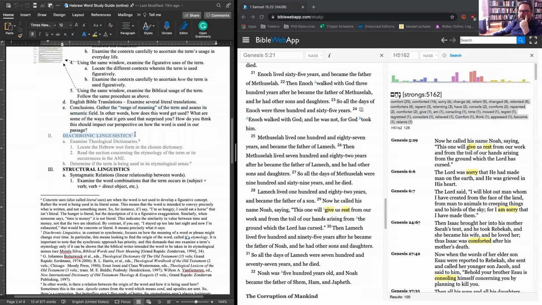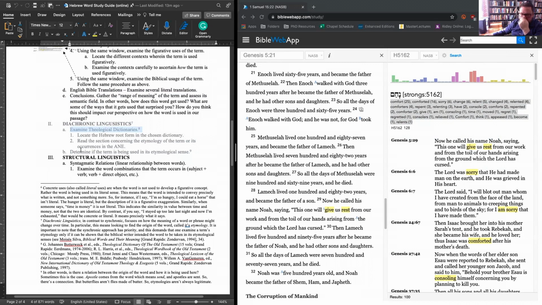Now, then we have our diachronic linguistics. Notice the diachronic linguistics is grayed out. I'm not expecting that you complete that. If you're really curious and you want to do that, you're welcome to, but you don't have easy access to theological dictionaries online, and so I'm not expecting that of you, okay?